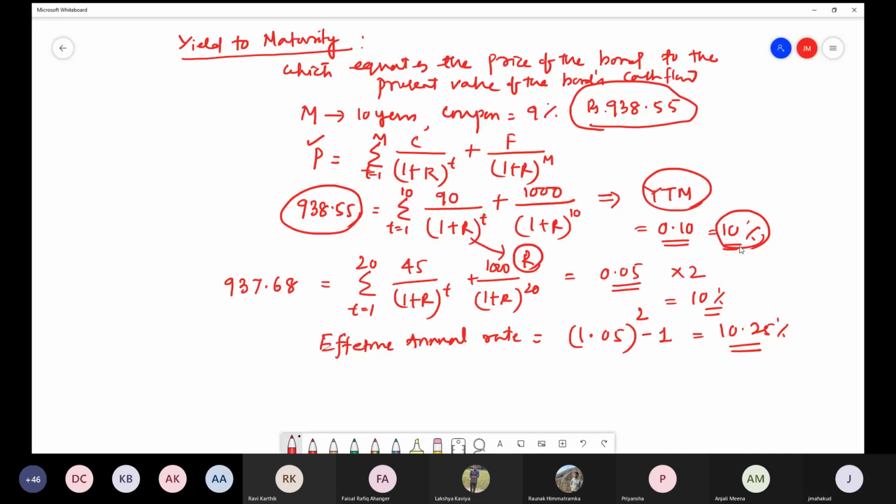Anybody? Which rate perfectly will equalize your market price of the bond with the present value of these cash flows? Can you find out the R from this equation perfectly? Sir, by using a calculator, I don't understand the question. Yes, yes, we can find it exactly.